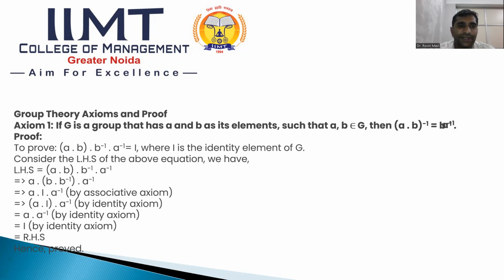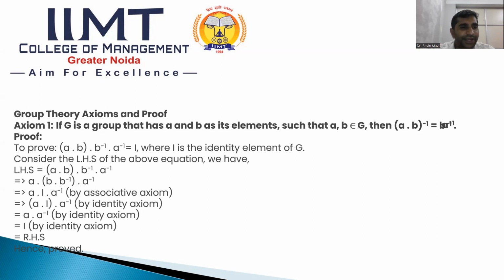Group theory, exams and proof. If G is a group such that a, b belong to G, then (ab) inverse is equal to b inverse a inverse. To prove: (a dot b) dot (b inverse dot a inverse) is equal to the identity, where I is the identity element of G. Consider the left hand side of our equation. We have left hand side equal to a dot b dot b inverse dot a inverse, that is a dot (b dot b inverse) dot a inverse. b into b inverse is equal to identity.